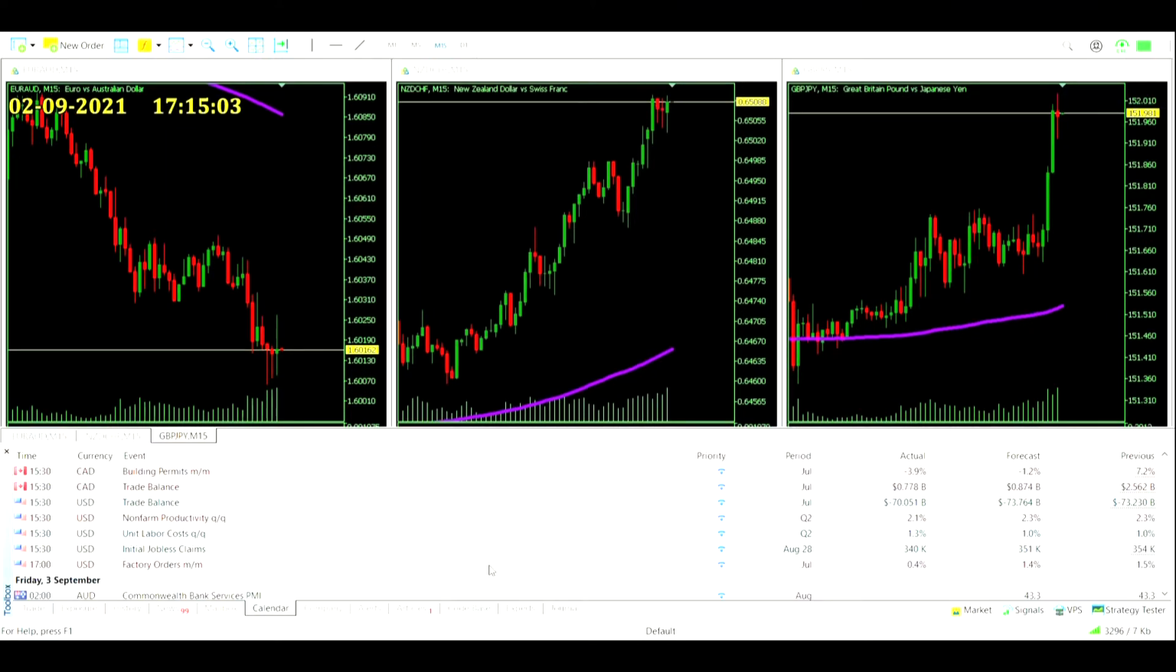We can see those US factory orders month on month did miss their forecast by a bit. Predicted at 1.4, came in at 0.4. That was on a previous of 1.5. So a bit disappointing there.